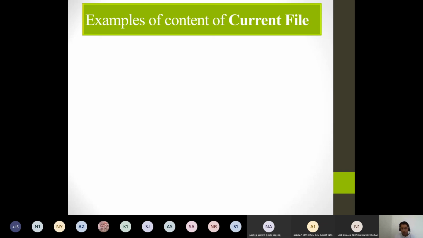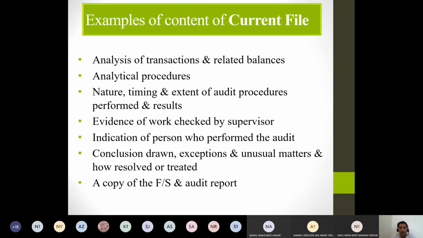Whereas in the current file, the content is analysis of transactions related to the balances, analytical procedures, and the nature, time and extent of audit procedures, what was performed and the result. So what time, and what is the nature of the audit procedures we will do for each audit evidence or audit procedure that we are doing, as well as the evidence of work checked by supervisors.